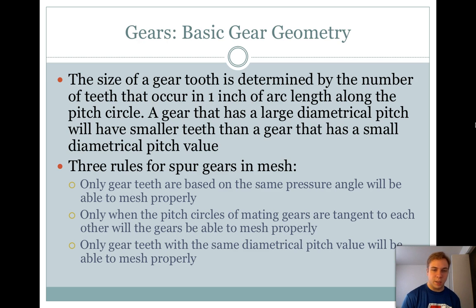Three rules for spur gears in mesh. Only gear teeth that are based on the same pressure angle will be able to mesh properly. Only when the pitch circles of mating gears are tangent to each other will the gears be able to mesh properly. Only gear teeth with the same diametrical pitch value will be able to mesh properly.